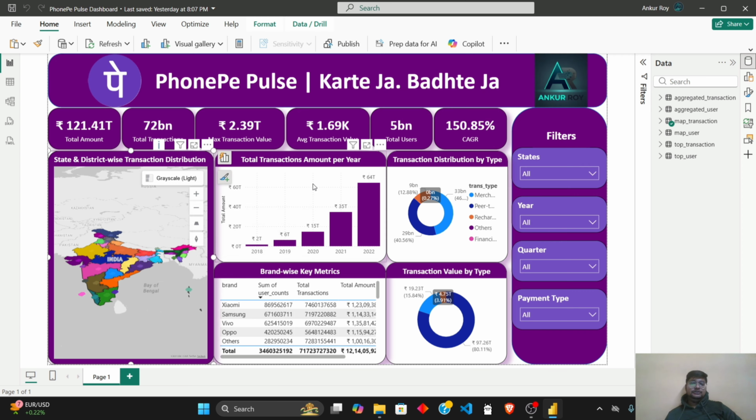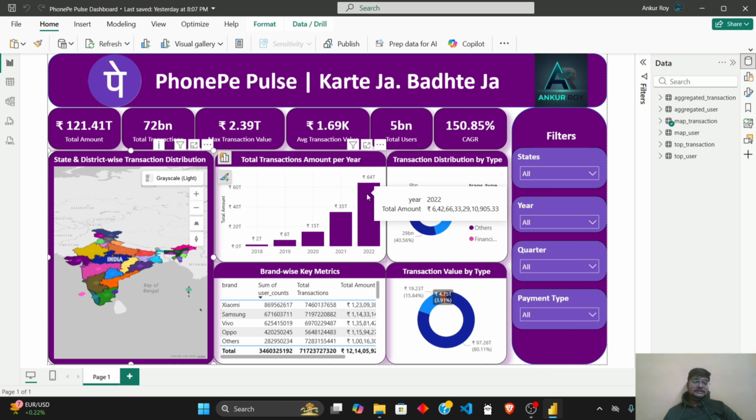In the middle, we have the total transaction amount per year. So we have the annual trend chart showing how transaction amounts have grown year by year. That is, in 2018, we can see there is a transaction amount of 2 trillion. In 2019, there is growth and the amount has changed to 6 trillion. In 2020, it has again grown to 15 trillion. In 21, it has grown to 35 trillion. In 2022, we can see it has grown to 64 trillion.